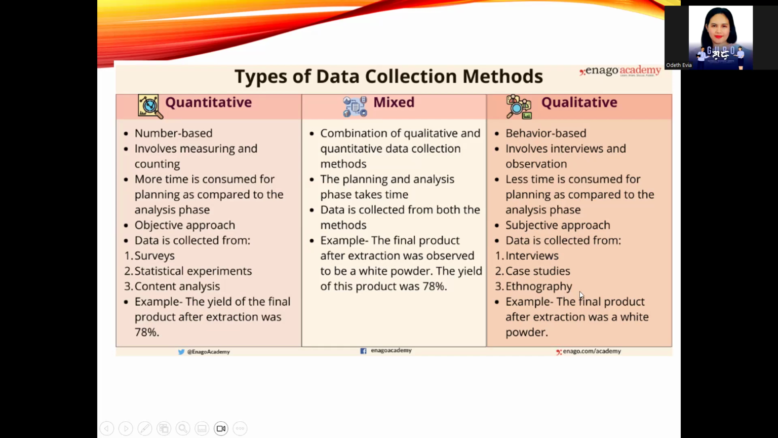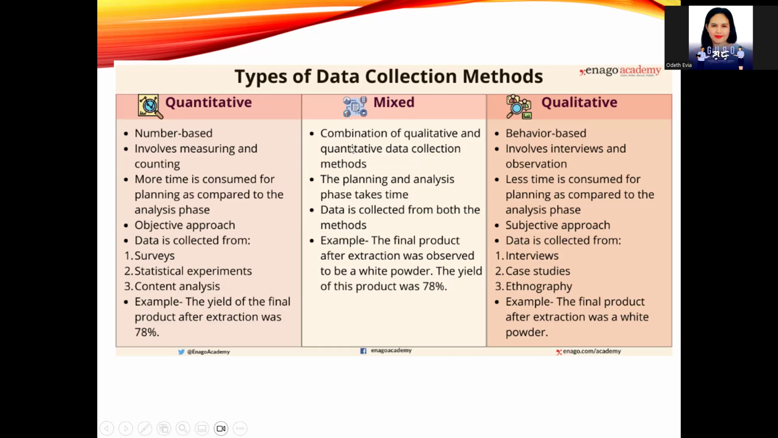When you say ethnography, the researcher immerses himself in the culture or community that he is studying. For example, the final product after extraction was a white powder. As you can see in the example, there is a description: white powder.